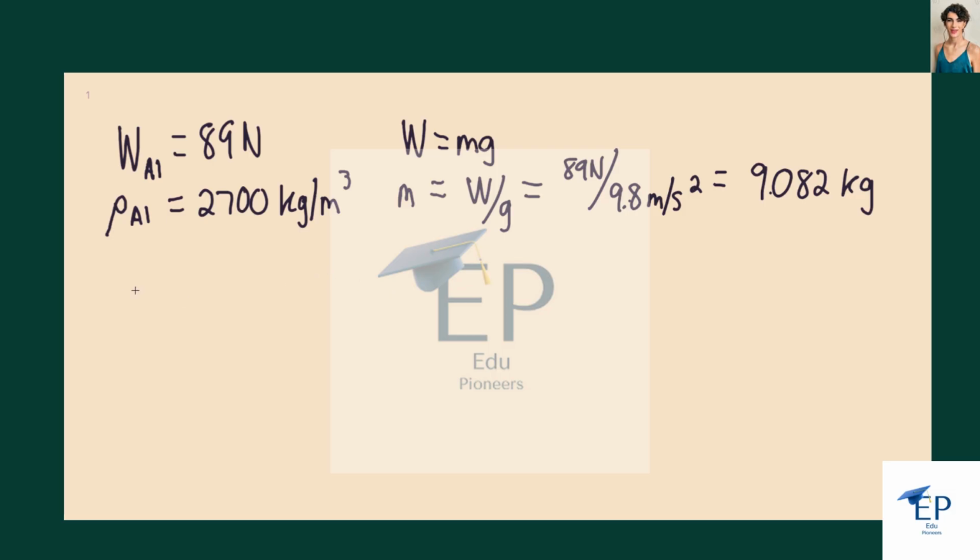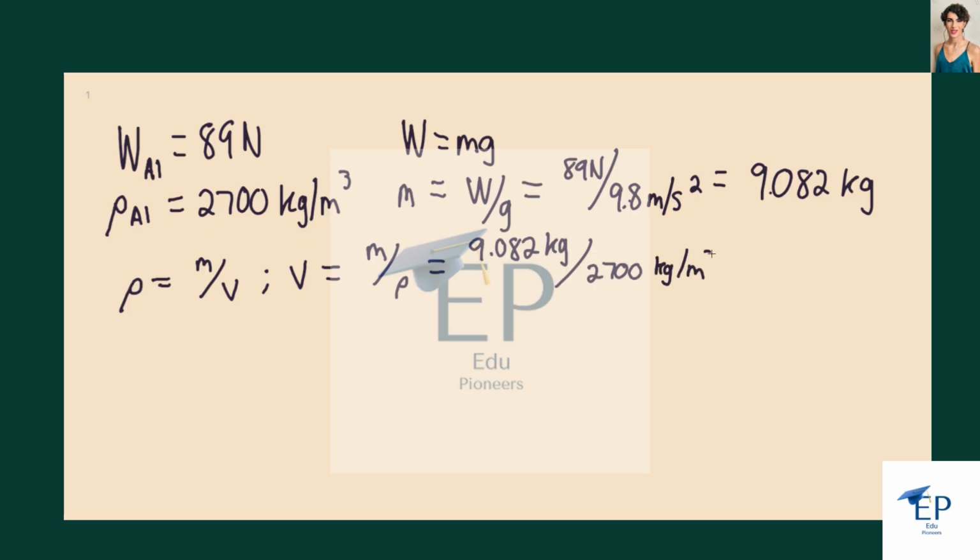At this point, we can say, okay, what is the volume? And we can define the density as the mass over the volume, which means that the volume is simply going to be the mass divided by the density. Plugging in for our constants once again, we have 9.082 kilograms for the mass, divided by the density of aluminum being 2,700 kilograms per meters cubed. And this gives us a volume of 0.00336 meters cubed.